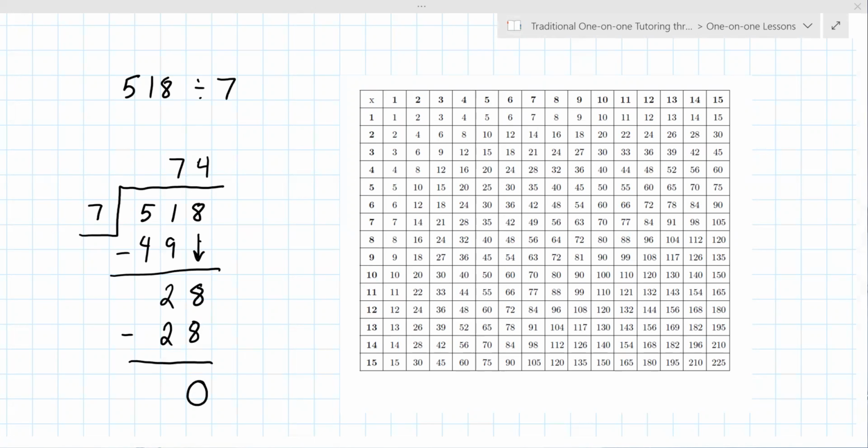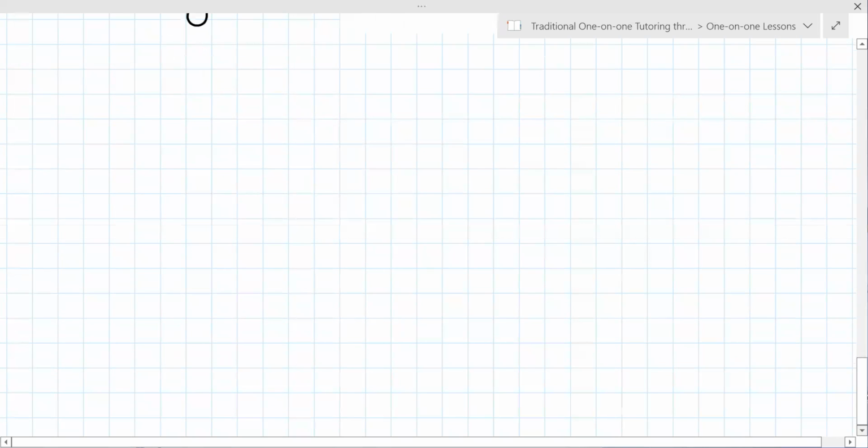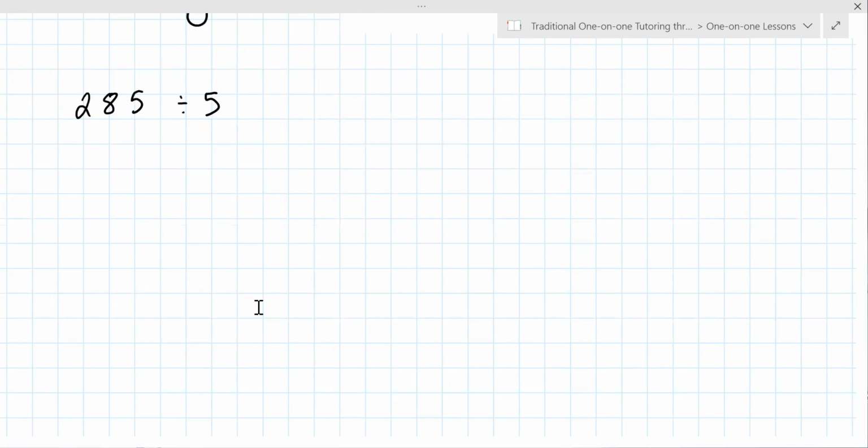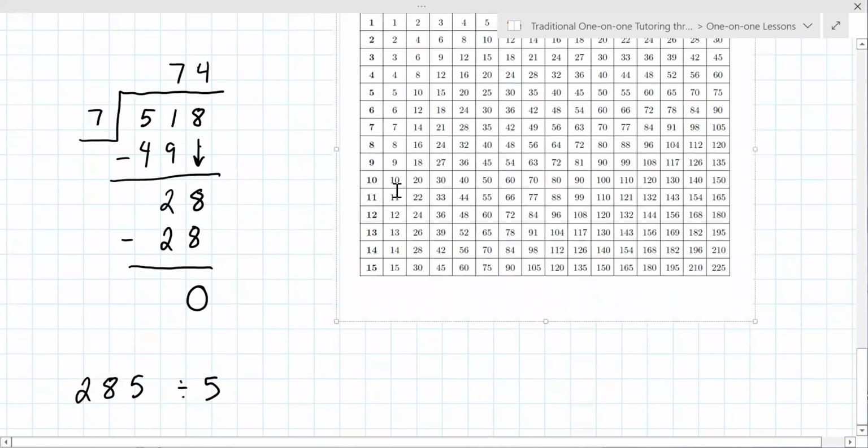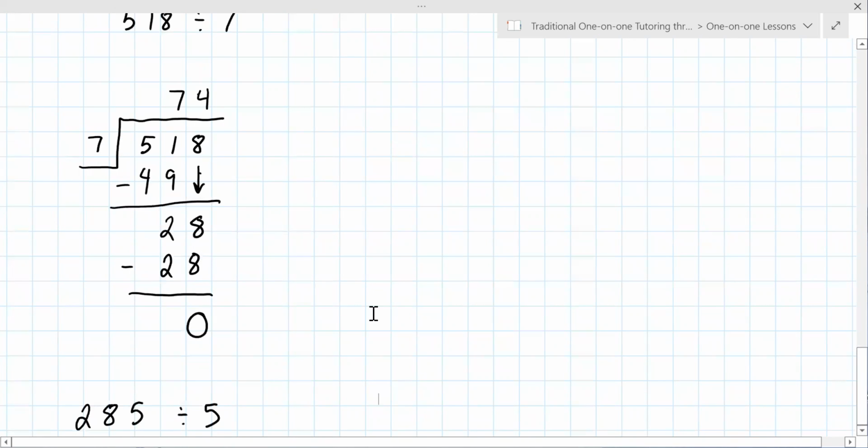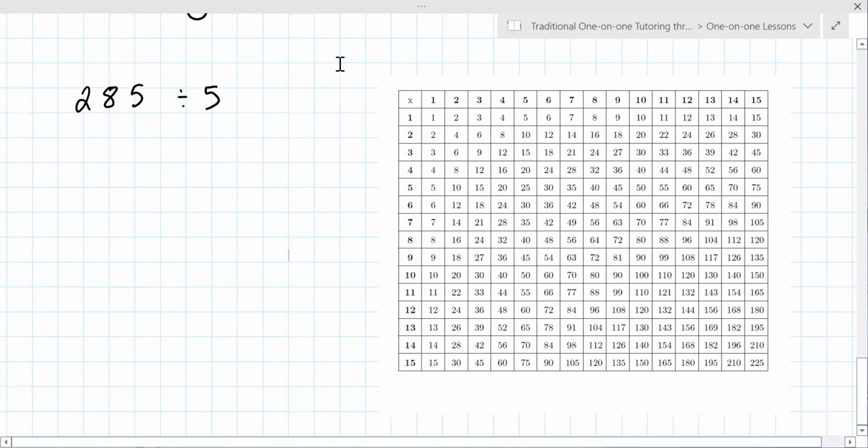Let's try one more. Let me know when you get all this down. I got it down. Okay, so let's try one more here. 285 divided by 5. And please work this out on your own. Let me know if you have any questions. Okay.